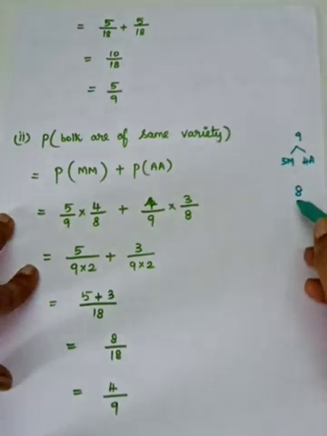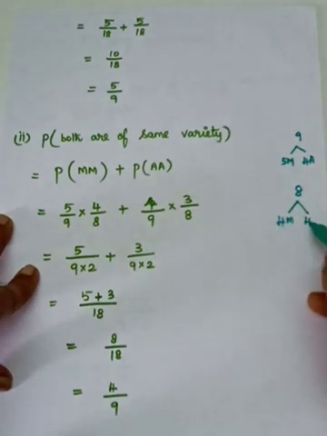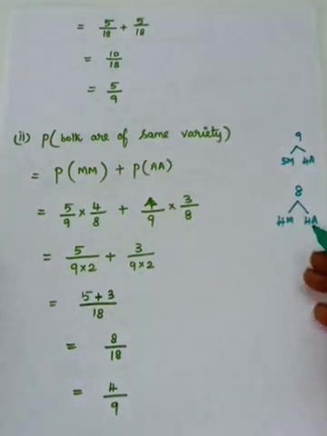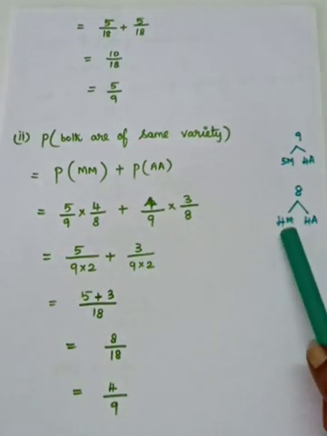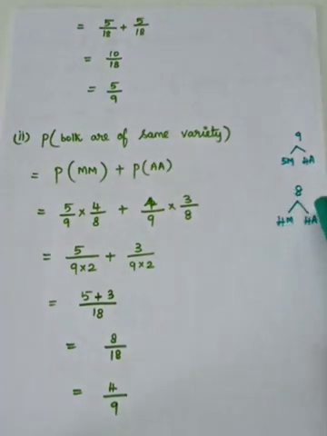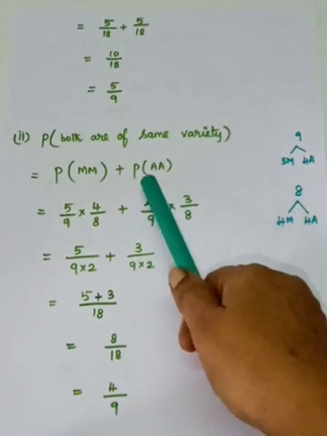So out of the 8 fruits, how many mangoes? 4 mangoes and 4 apples, because we have taken 1 mango already. So you will have now 4 mangoes only. So from these 8 fruits, you have to take 1 mango again. Therefore the possibility is 4 by 8. Okay, coming to the next case.